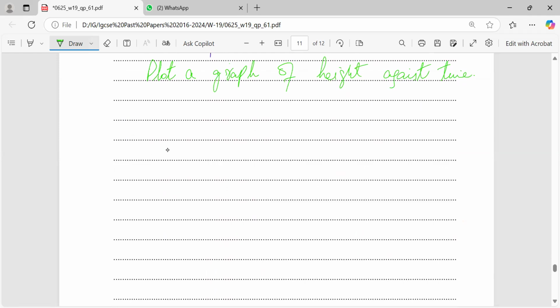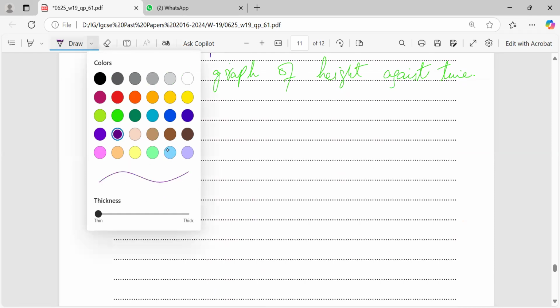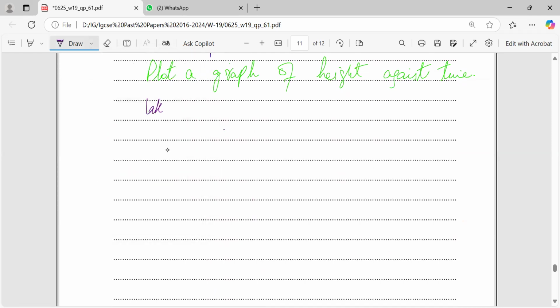Let me write that one also: take at least 5 sets of data. Why at least 5 sets of data? Because we are going to plot a graph of these values.